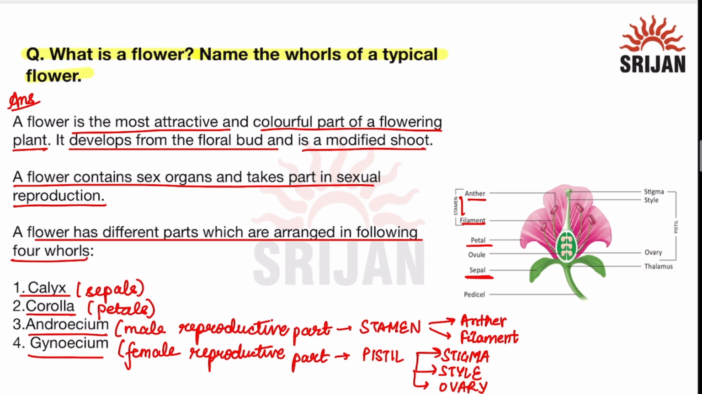Now we can see the pistil. We can see the top part, that is stigma, the stalk, that is style, and the basal part, which is ovary, and ovary consists of many ovules which contain the egg cell.